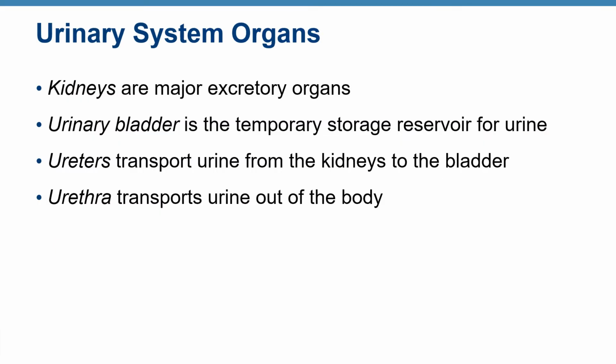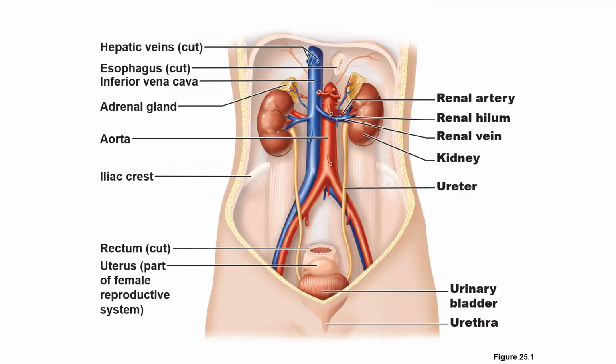So the major organs of the urinary system will include kidneys, that's our major excretory organs; urinary bladder, that is a temporary storage and reservoir for urine; ureters, we have right and left ureter, and they transport urine from the kidney to the urinary bladder; and urethra transports urine out of the body.